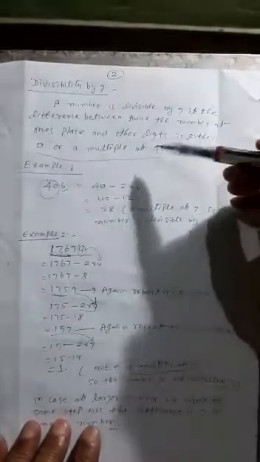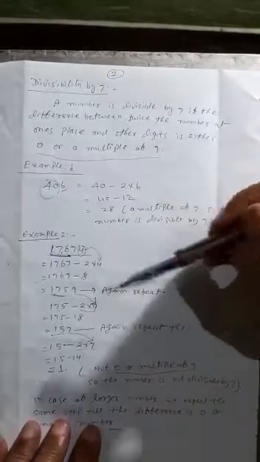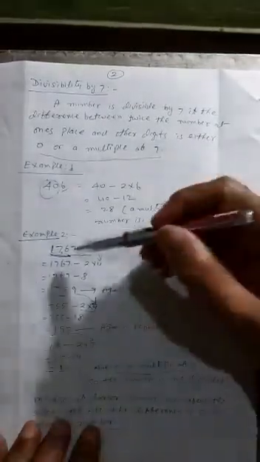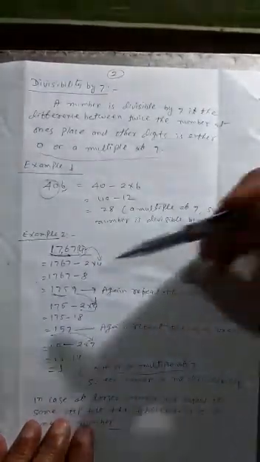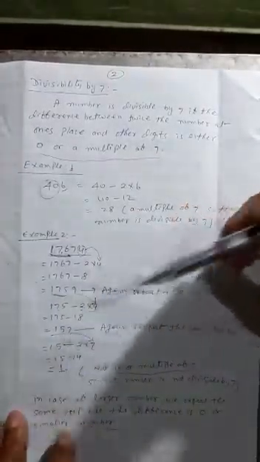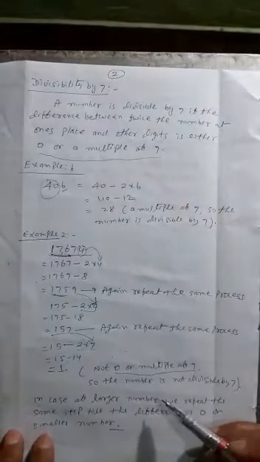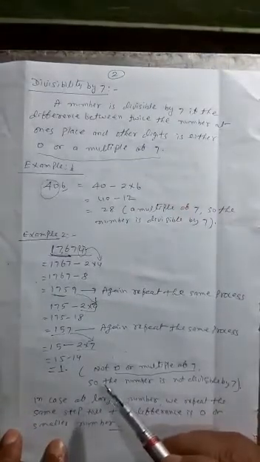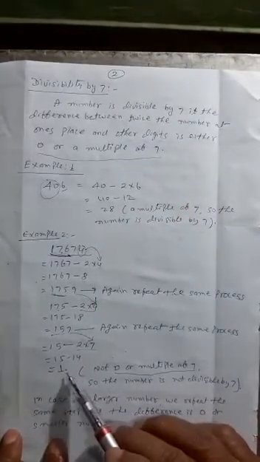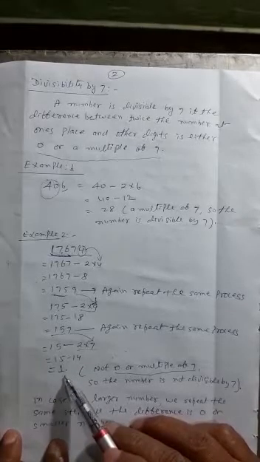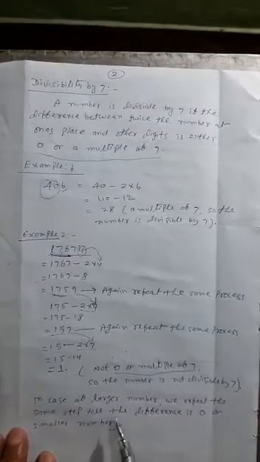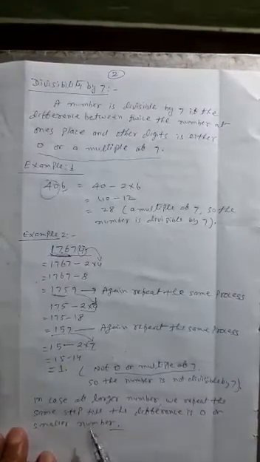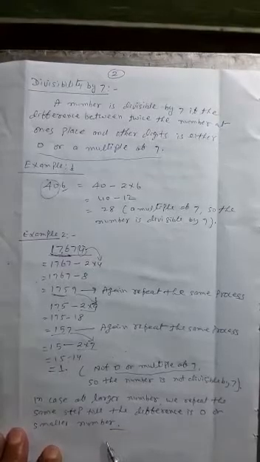This is a common rule, and it can be applied in different steps also. In case of a larger number, if one step is not clear, then the same process will be repeated many times, and we shall repeat this process until either the difference is 0 or a smaller number is left. In case of a larger number, we repeat the same step till the difference is 0 or a smaller number.